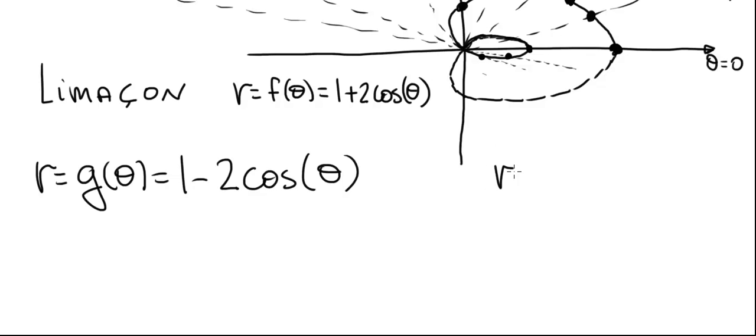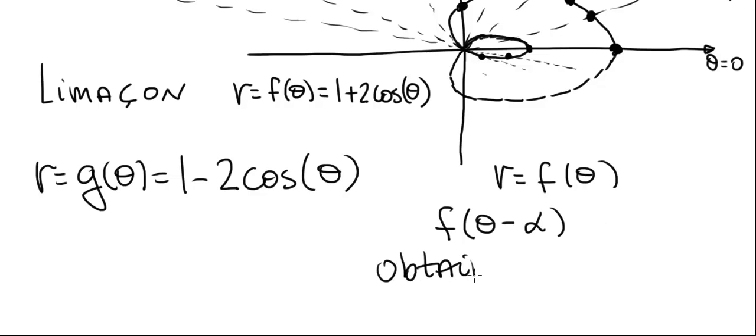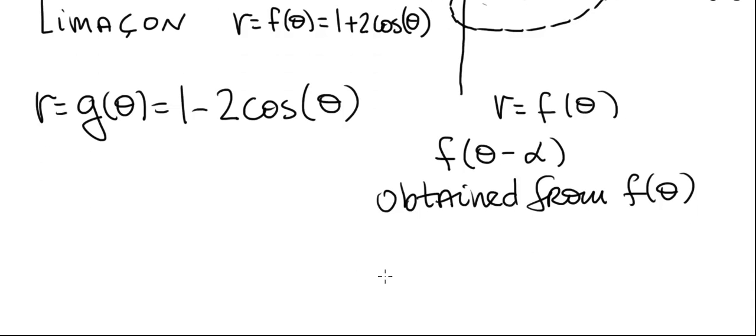So when we know the graph of r equals f of theta, then the graph of f of theta minus alpha, where alpha is a constant value, usually positive, of alpha radians, is obtained from the graph of f of theta by rotating the graph of f of theta in the counterclockwise direction by alpha radians.